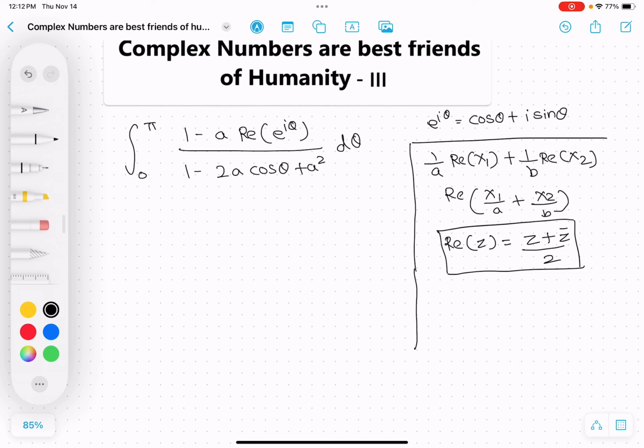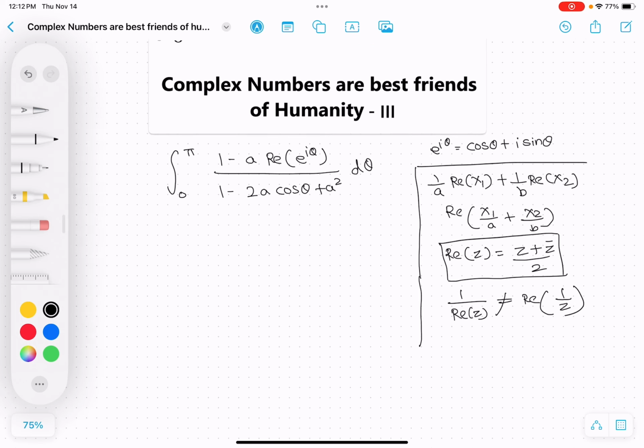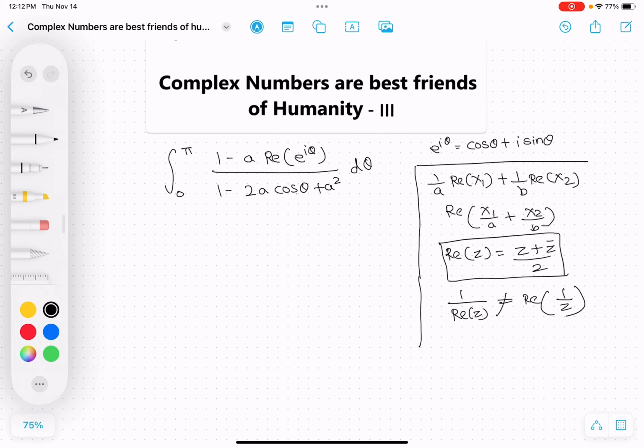But what you cannot do is, let's say you have 1 by the real part of z. That will not be equal to the real part of 1 by z. Due to that, I cannot also write cos theta as the real part of e to the power i theta and take it out from the fraction, because this is not true. So I can just do it for the numerator, of course, due to this property, but not for the denominator.